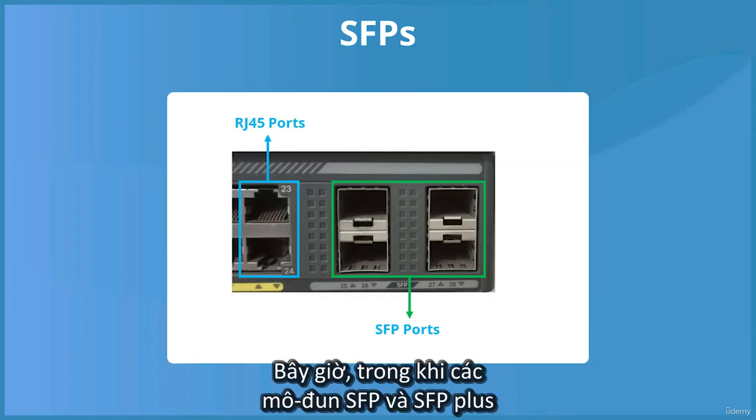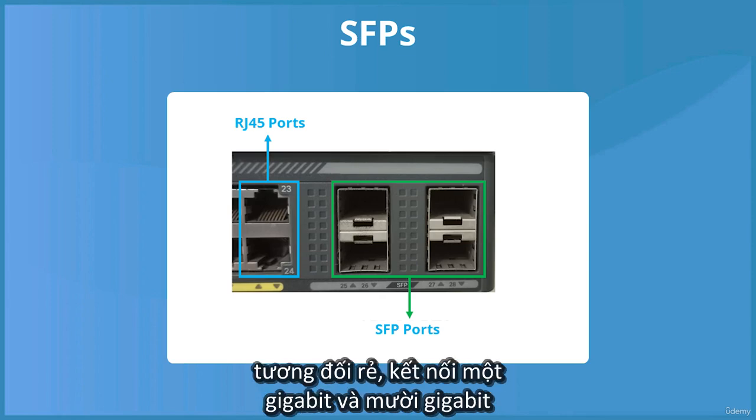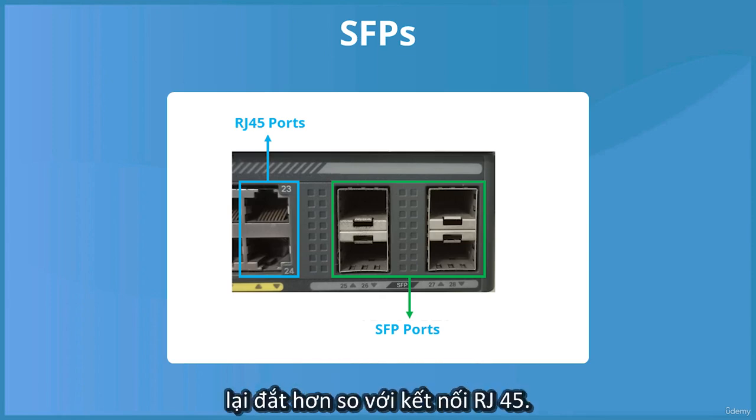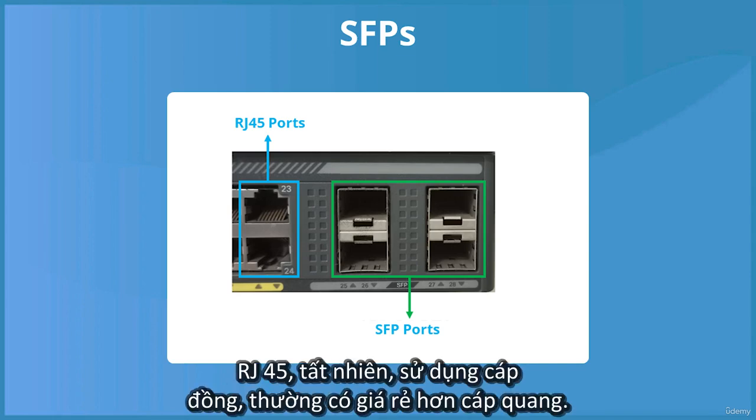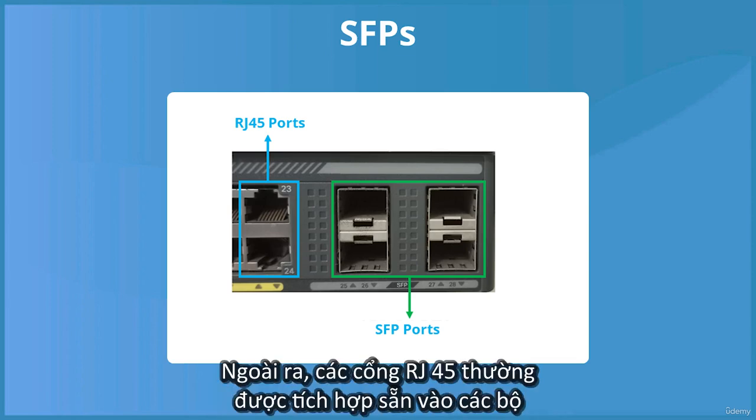Now, while SFP and SFP Plus modules are relatively inexpensive, 1 gigabit and 10 gigabit connections are more expensive than RJ45 connections. RJ45, of course, uses copper cables, which are generally less expensive than fiber. Also, RJ45 ports are typically built into switches, so customers don't need to purchase any additional parts.